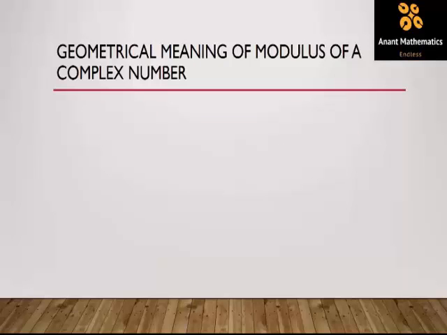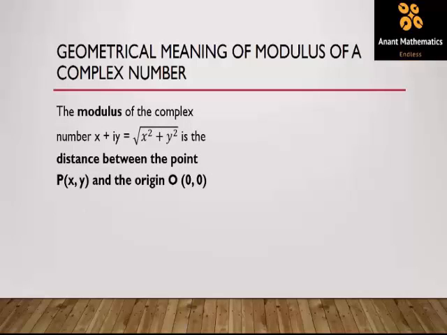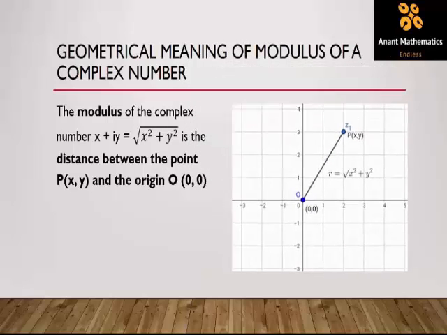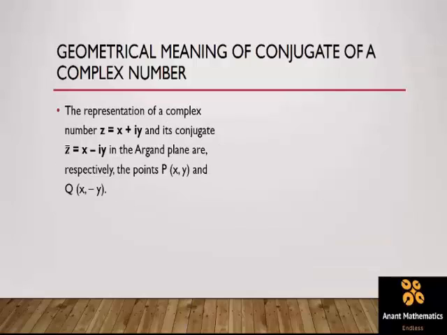Now we will discuss the geometrical meaning of the modulus of a complex number. As you already know, if we have a complex number x + iy, then its modulus is the square root of x squared plus y squared, where x and y are the real and imaginary parts of the given complex number. Now, if you look at this figure, the modulus is nothing but the distance of the point P on the Argand plane from the origin (0, 0).